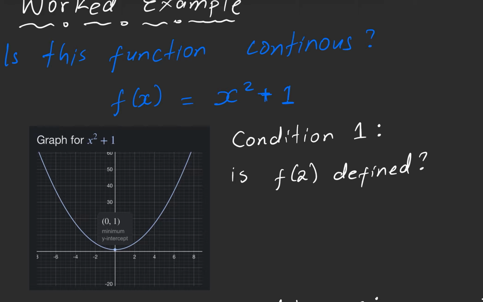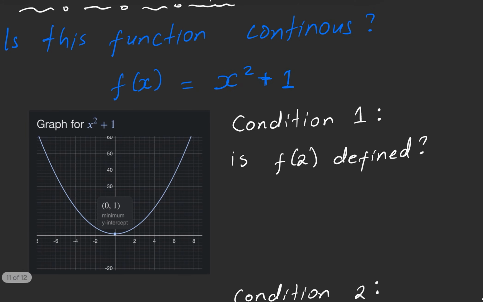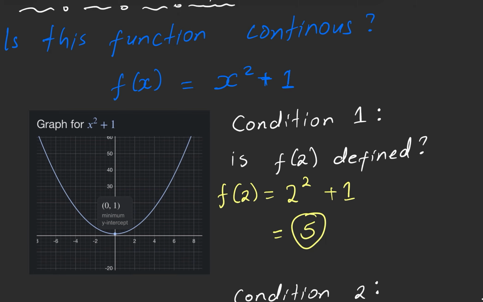To determine whether this function is continuous, we have to make sure the three conditions I mentioned previously hold. So let's test each condition one by one. First, is f of 2 defined? To figure out if it's defined, we just plug in 2, replacing wherever we have x with 2. We have 2 squared plus 1, which gives us 5. So it is defined, and it's 5.